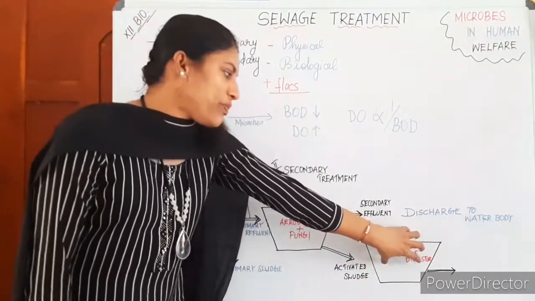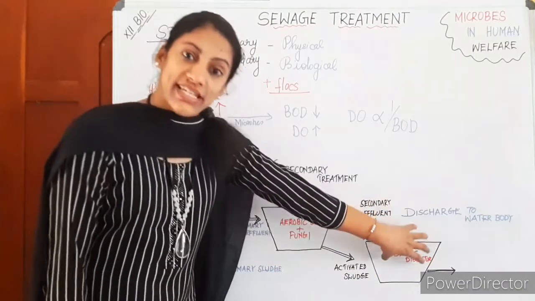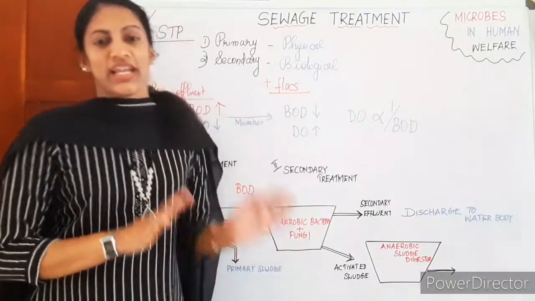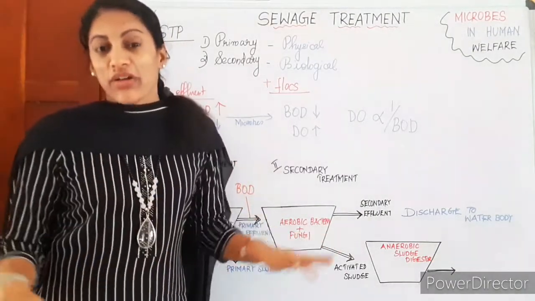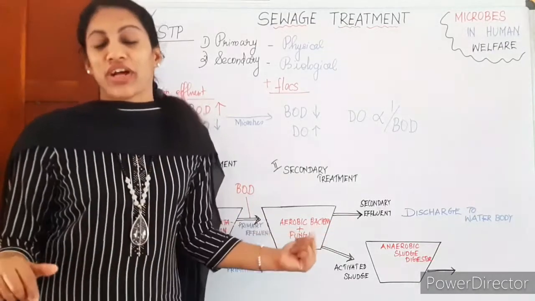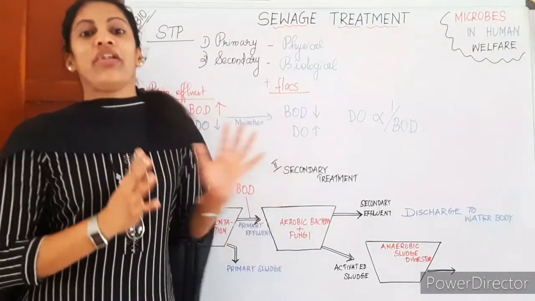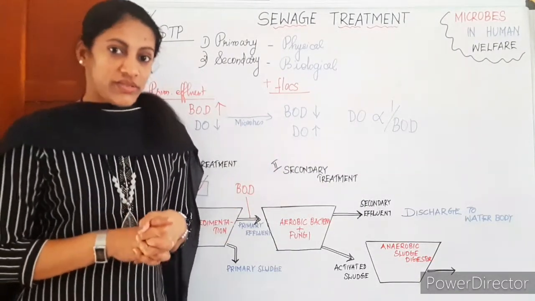So in the anaerobic sludge digesters, this sludge is digested using anaerobic bacteria. Both aerobic and anaerobic microbes are used in the process. Without microbes, there is no compensatory or alternate method for this. So this process is fully dependent on microbes. That is what sewage treatment is.